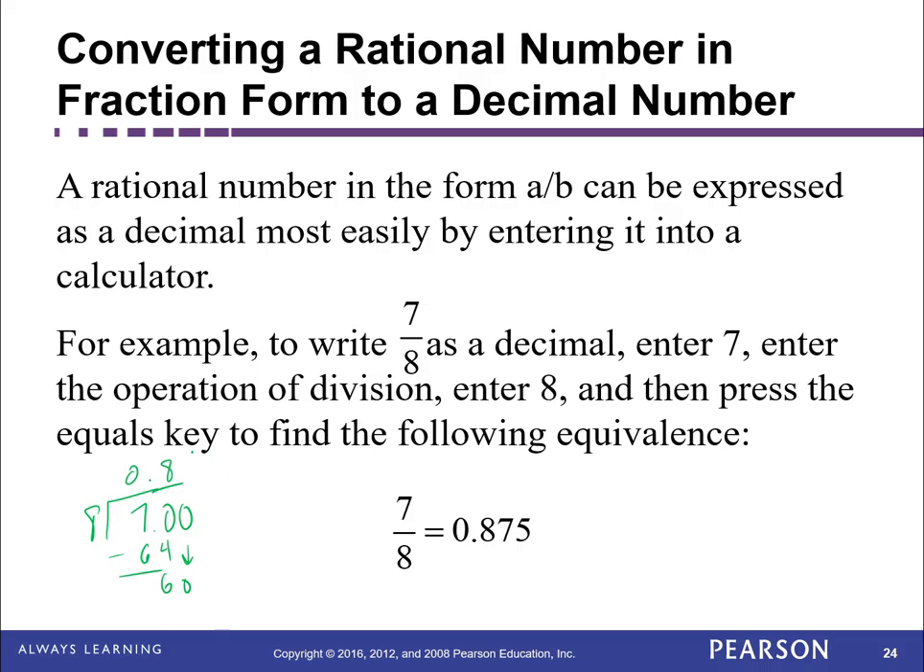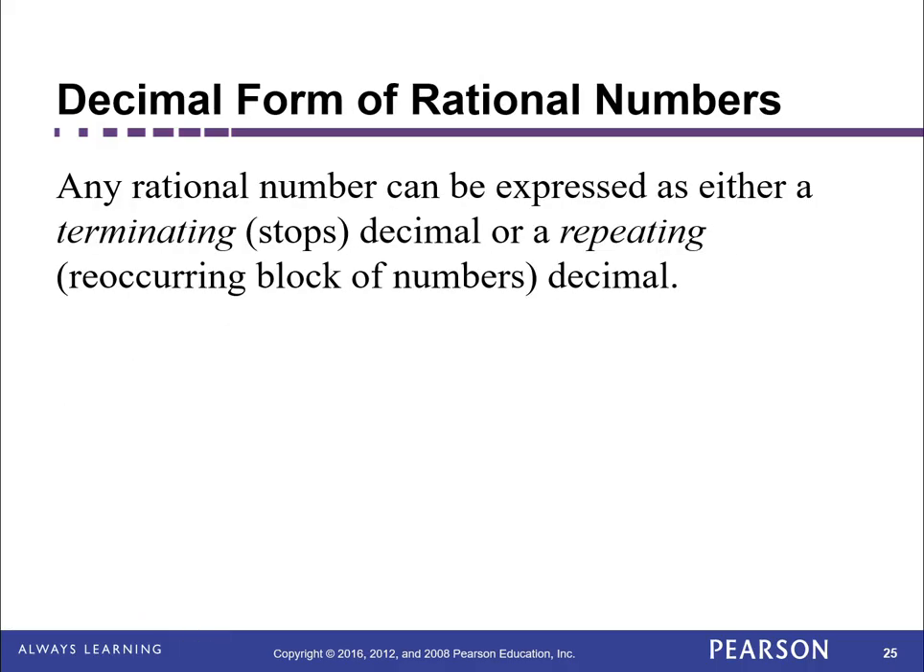8 goes into 67 times. 8 times 7 is 56. That leaves us with a 4. I have to add another 0. 8 goes into 40 5 times. 40 minus 40 is 0. So I could do it by hand, but the calculator would definitely make this easier.